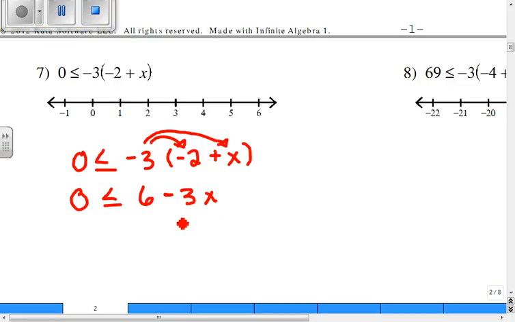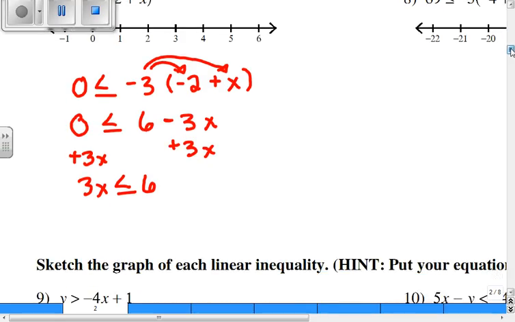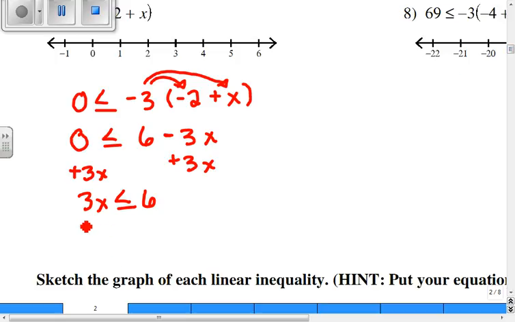-3x. Okay, now I've got to get my x's on one side, so I'm going to add 3x to both sides. And then I have 3x is less than or equal to +6. Okay, I'm going to divide both sides by 3. X is less than or equal to 2.